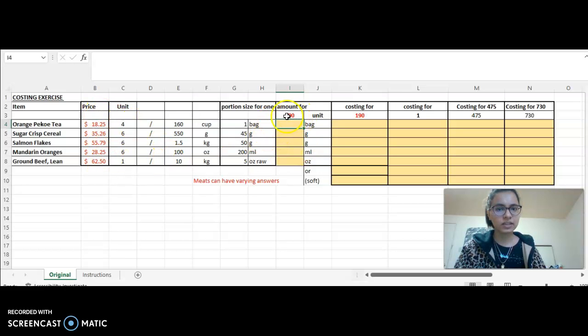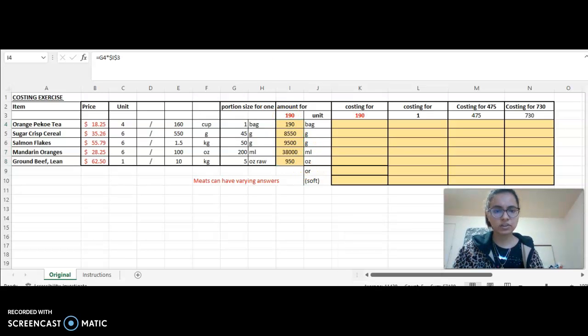First of all, we need to calculate for 190 people. So for doing that, we need to calculate the amount we need to order for 190 people. So we need to do the absolute cell referencing as enter, and then you just need to drag it down in order to calculate the amount we need to order for 190 people.